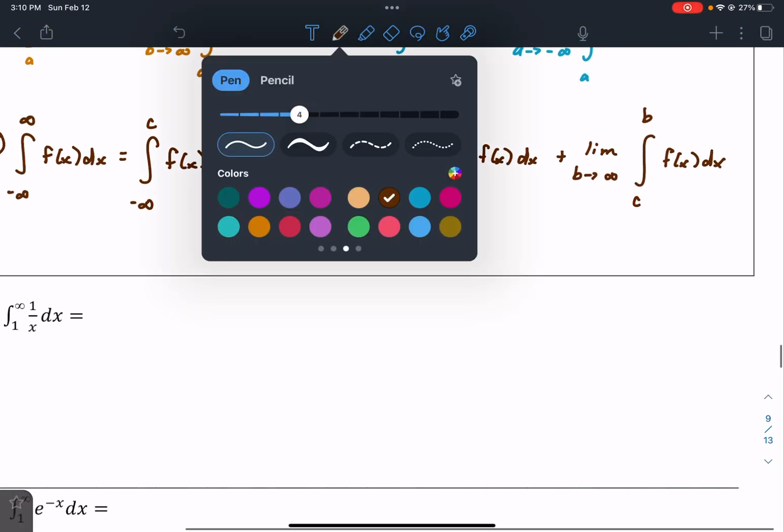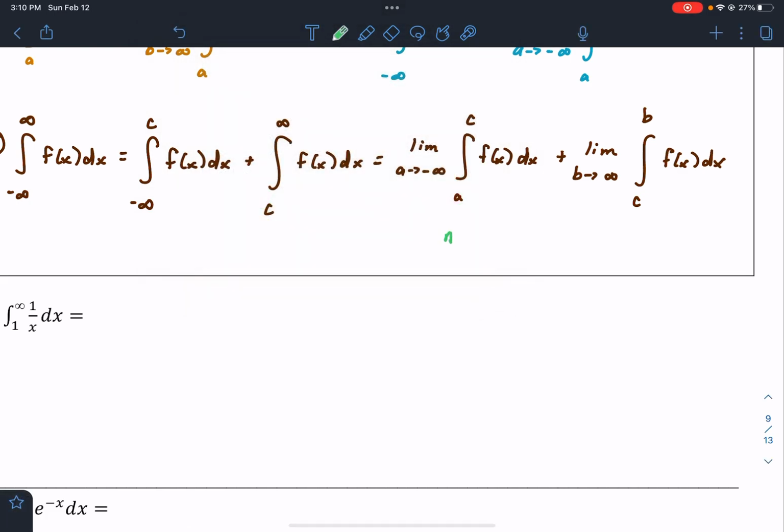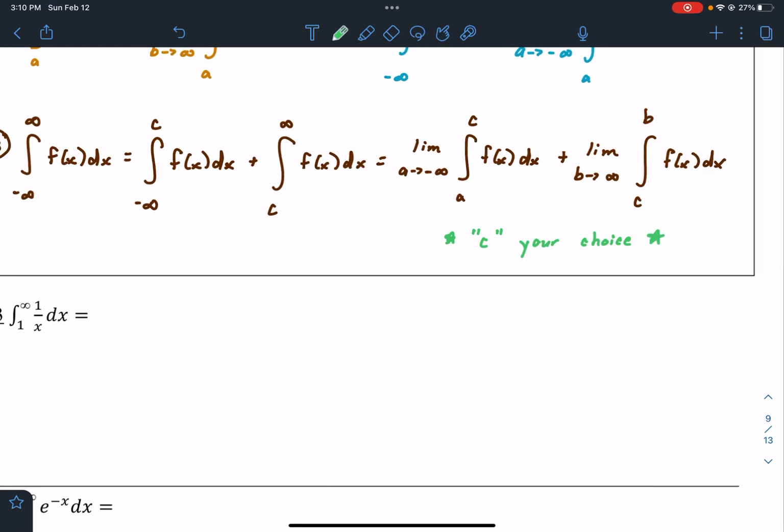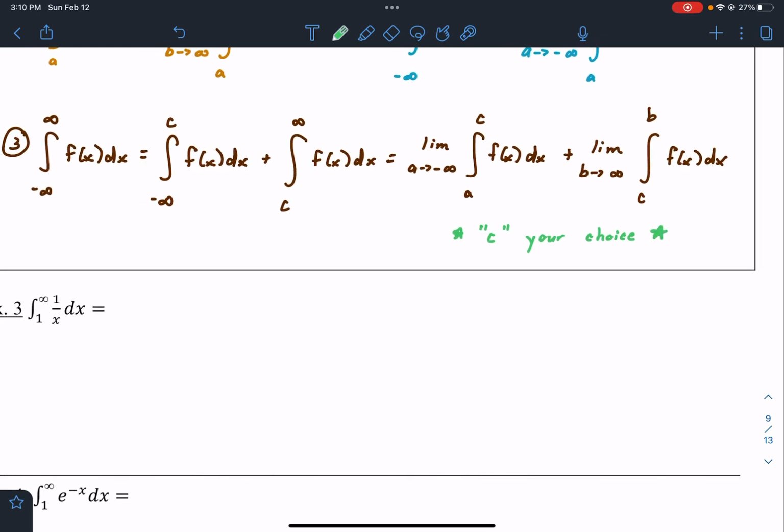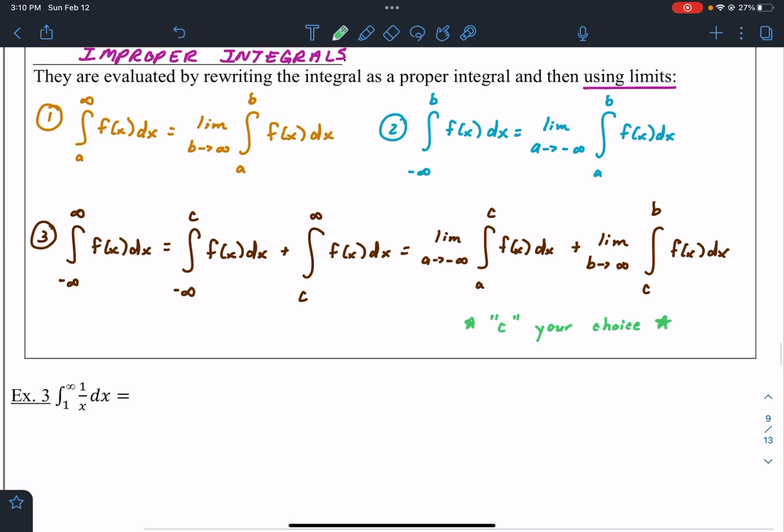Remember, c is going to be your choice, as long as it covers all of the x values in between. It's not really going to matter what you pick for c, but there are going to be some easier values along the way. So those are the 3 situations that we may encounter.